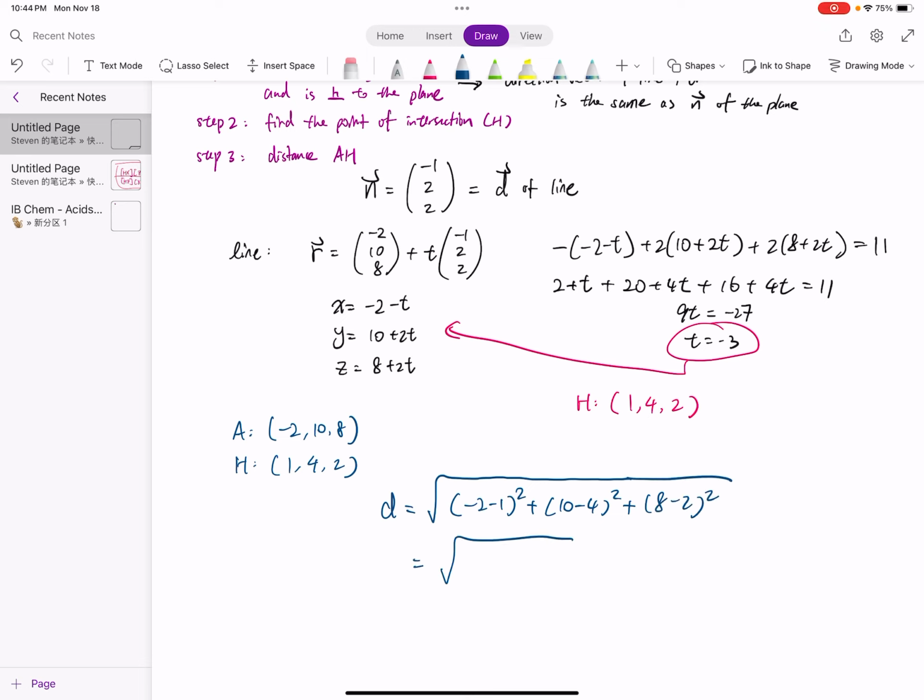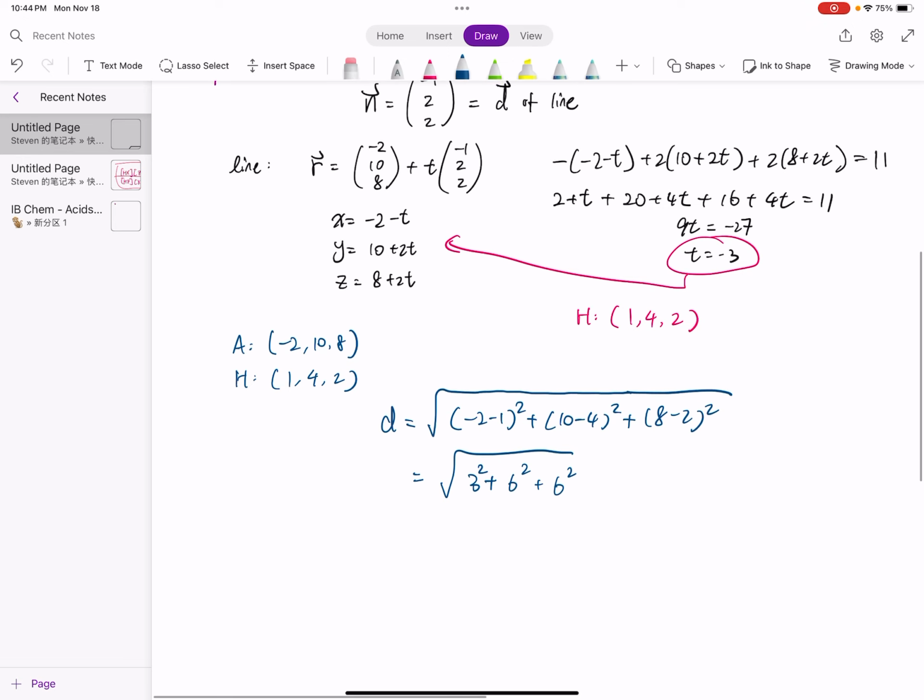This gives you the square root of 9 plus, let's make it simple, 3 squared plus 6 squared plus 6 squared. Let's play with that. We can take the 3 squared out, which leaves 1 plus 2 squared plus 2 squared. Then we take this 3 outside, which gives you 3 times the square root of 9, that's pretty good. And that's 3 times 3, which is 9.